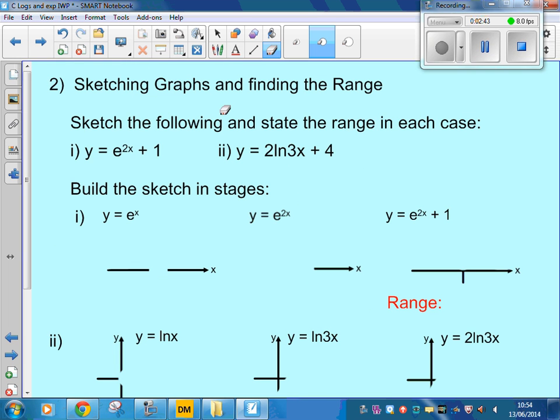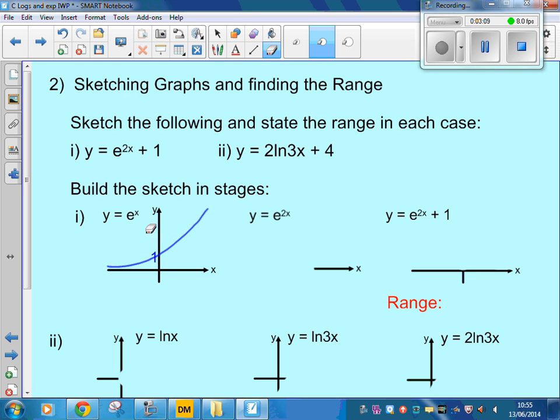The next type, sketching graphs and finding the range. To sketch them, the easiest way is to build them in stages. So for y equals e to the 2x plus 1, do y equals e to the x, then y equals e to the 2x, then y equals e to the 2x plus 1. It doesn't take very long, particularly because the first sketches don't need to be all that accurate, as long as you show the key points. So y equals e to the x, it's cutting at 1.